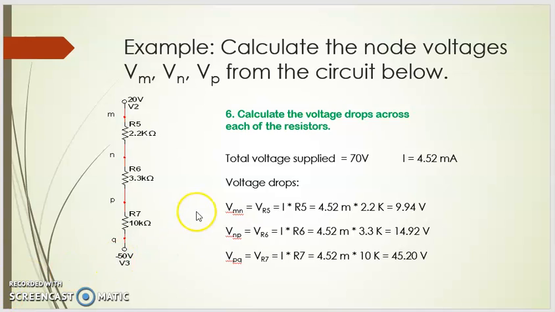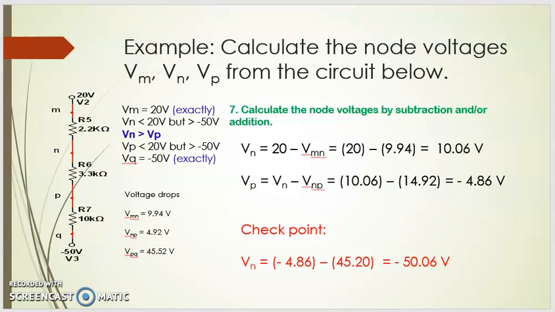Next, we calculate the voltage drops across each of the resistors. We're going to use Ohm's law. Vmn will be the current times resistor 5, which gives us 9.94 volts. Vnp will be the current times the value of resistor 6, which gives us 14.92 volts. And Vpq will be the current, 4.52 milliamps times 10k, which gives us 45.20 volts.